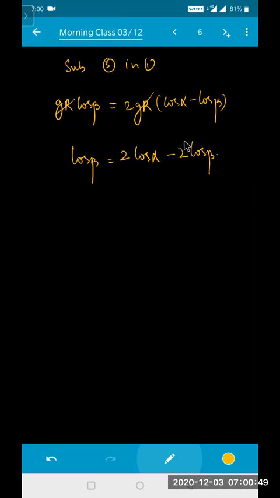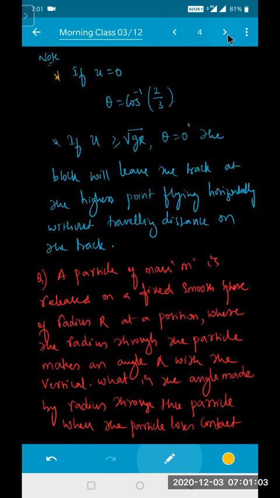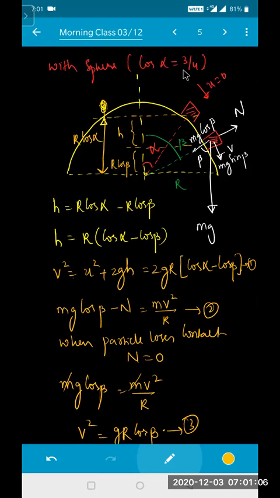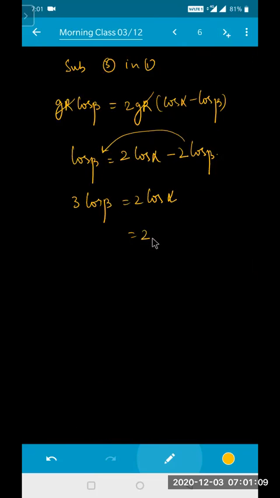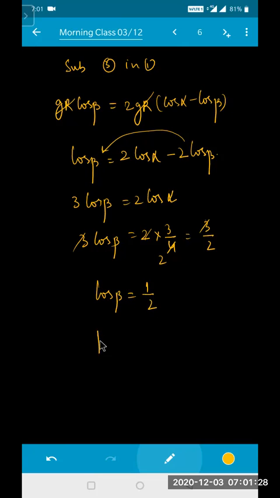If you bring this minus here, this will become 3 cos beta is equal to 2 cos alpha. Cos alpha value is given in the problem as 3 by 4. So this will become 3 cos beta is equal to 2 into 3 by 4, which is 3 by 2. This 3 also gets cancelled. So cos beta is equal to 1 by 2.